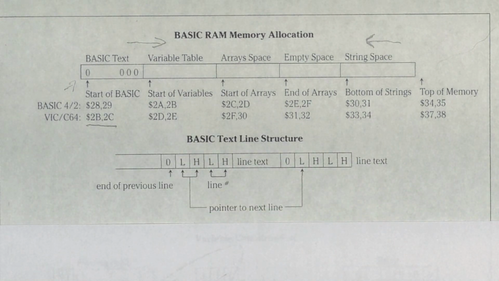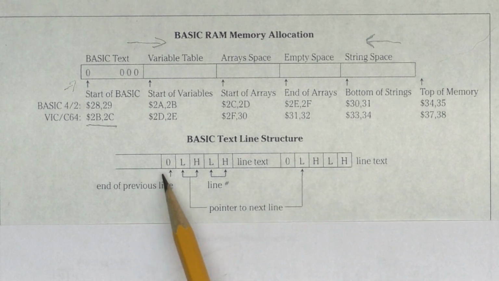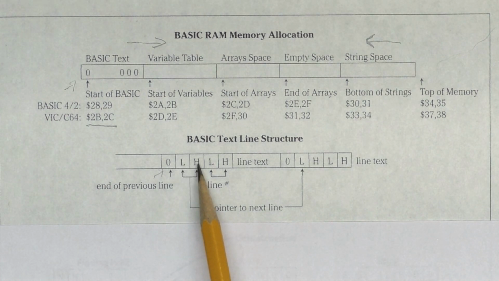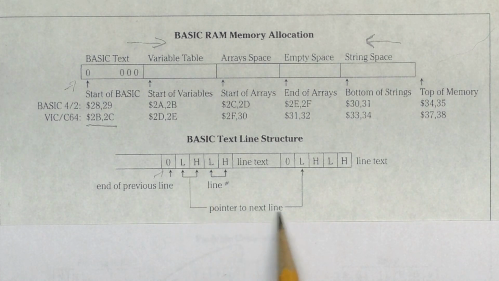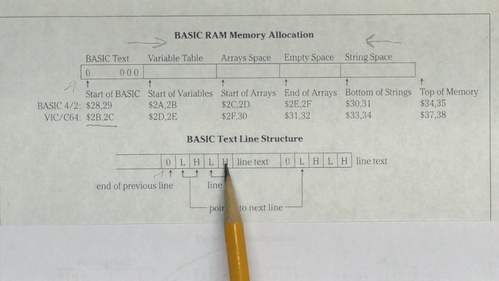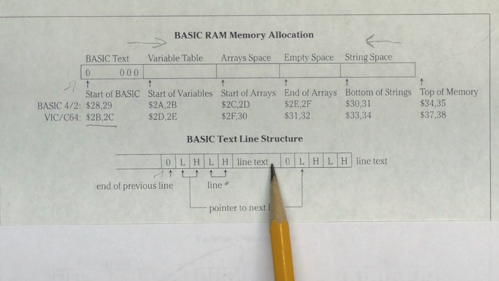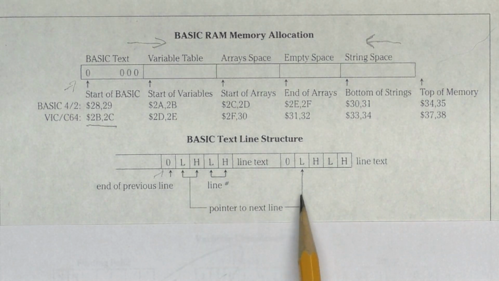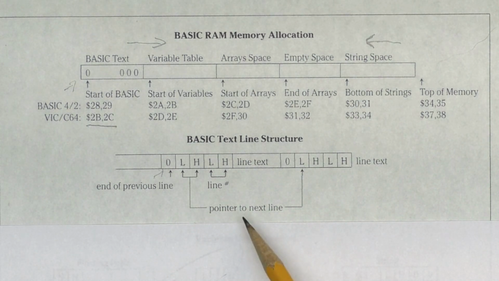We can look at that here, and we have each line ends in a 0, which is the end of line marker. And then the first 2 bytes after that are the address of the next line in BASIC. And then we have 2 bytes which are the line number and then the actual text. So each line of your BASIC program actually points to the next line. In computer science jargon, this is what's known as a singly linked list.